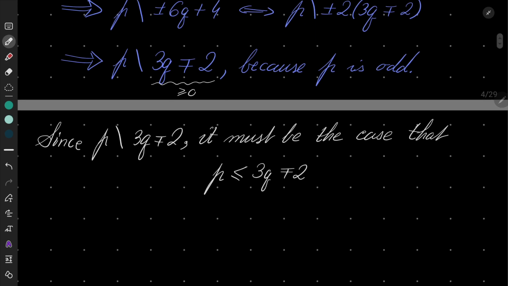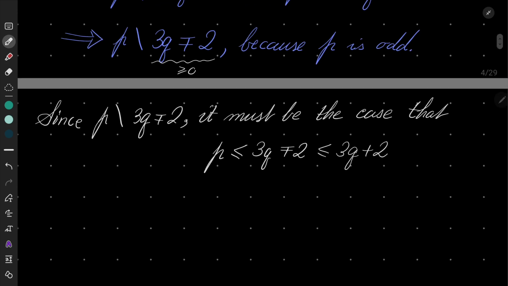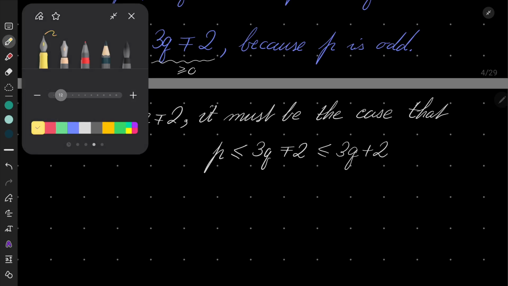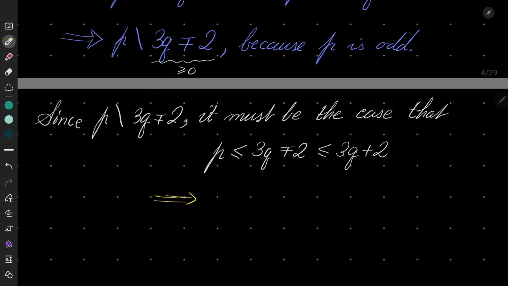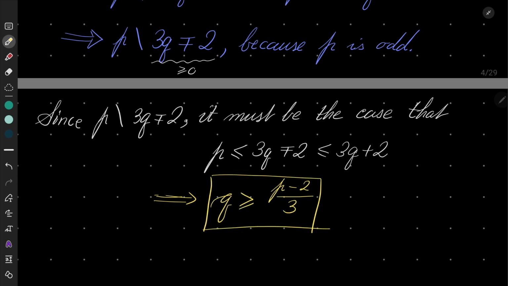So we have two cases, minus or plus, but let's notice that it's necessarily less than or equal to 3q plus 2. And that allows us to derive a very useful bound, namely q is greater than or equal to (p minus 2) over 3. Not cubed, but over 3. So let's call this condition triangle.